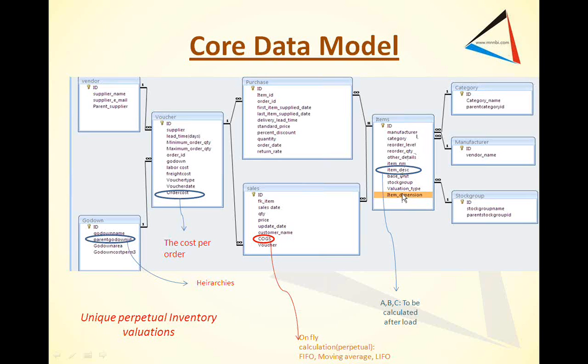Then you have the item dimension at the item level, and the valuation type is FIFO, LIFO, or moving average, or whatever. The item description is defined by ABC classification. So basically we have an ELT process where the item ABC classification is calculated after you calculate the valuation of the cost of goods sold, which is done using FIFO, moving average, or LIFO. Since we are doing it at the voucher level and the item level, we are doing a perpetual calculation of the inventory.